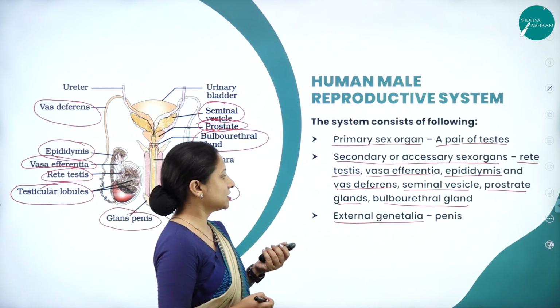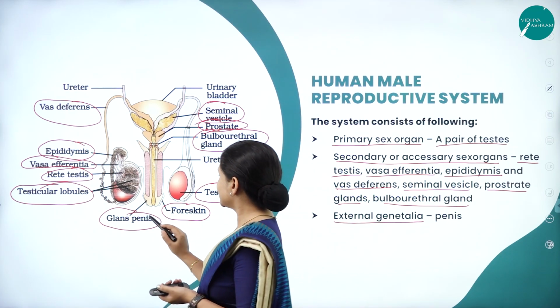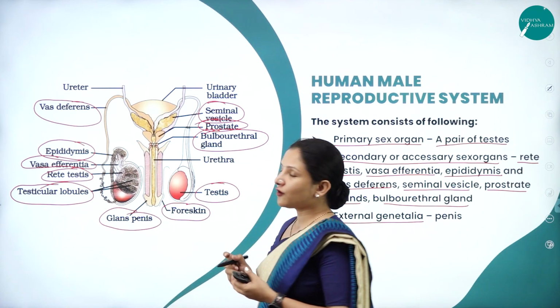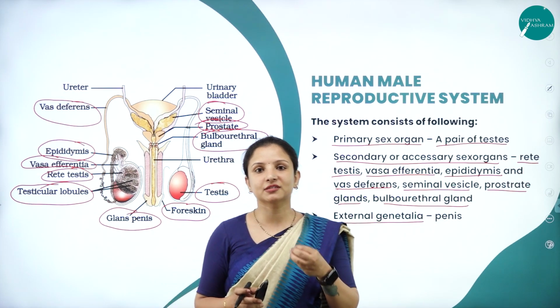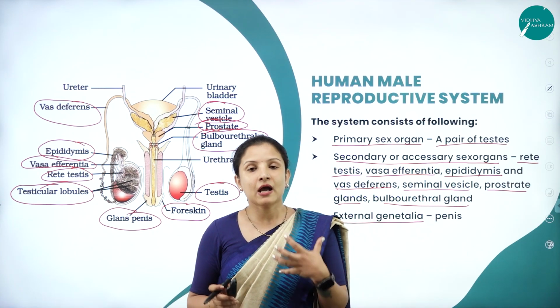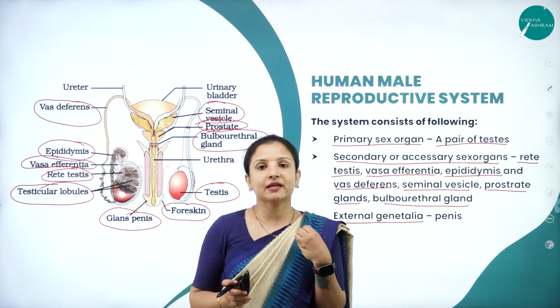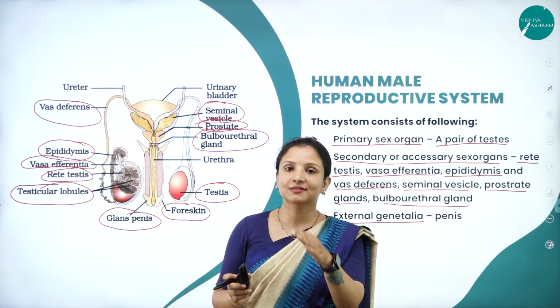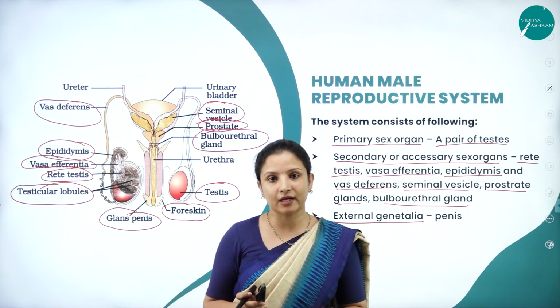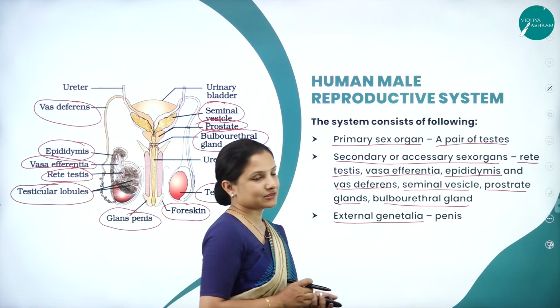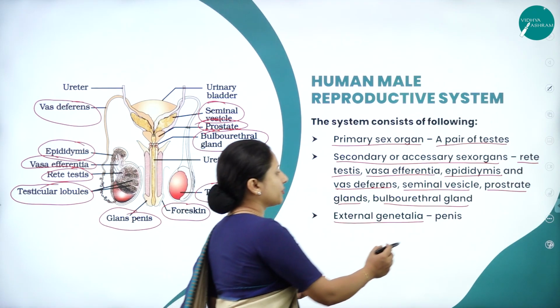Next comes the external genitalia. External genitalia is nothing but the penis. The penis forms the external genitalia because it is present outside the body. Therefore, it is external, and it is the one that actually delivers the sperm into the female reproductive tract.